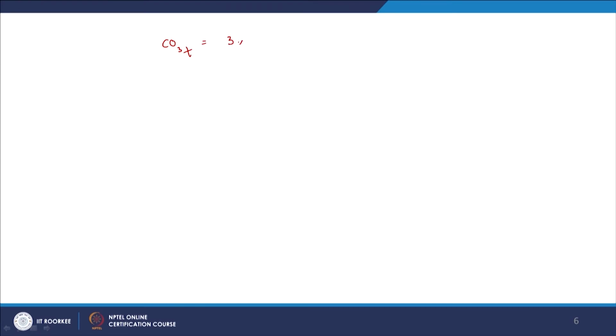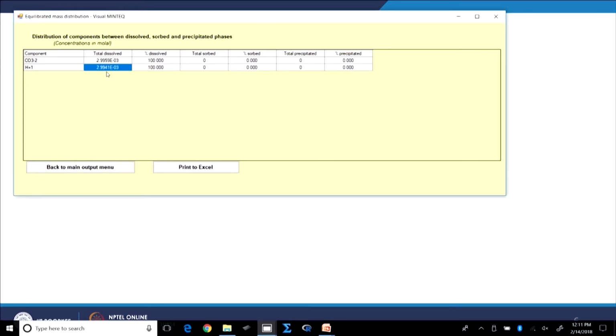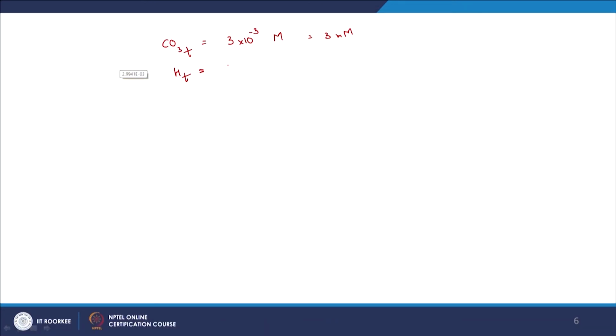I will list that as 3 into 10 power minus 3 molar concentration, or 3 millimolar, right. And what was H total equal to? So 2.99 into 10 power minus 3, which I will approximate again by 3 into 10 power minus 3 molar, that is equal to 3 millimolar, right.